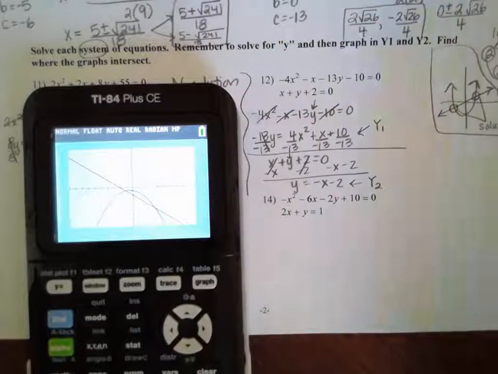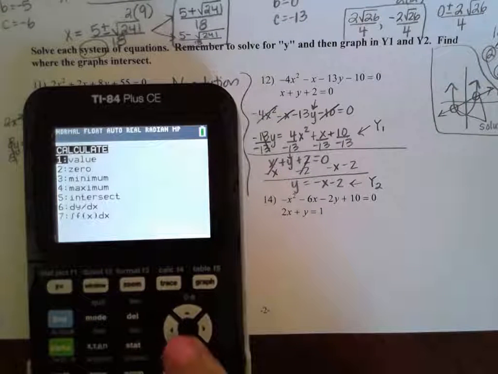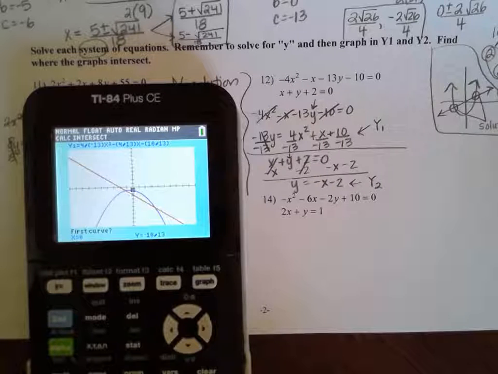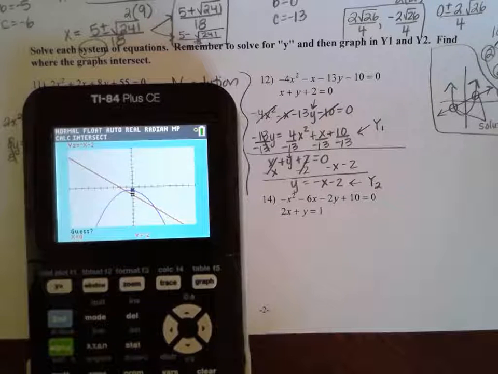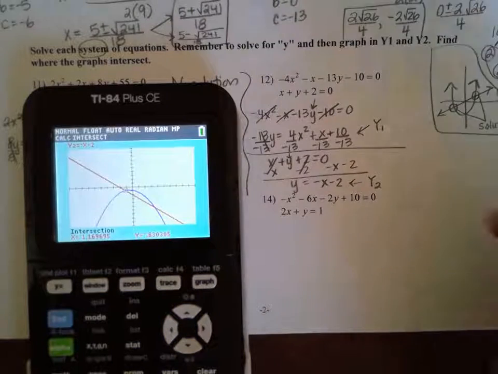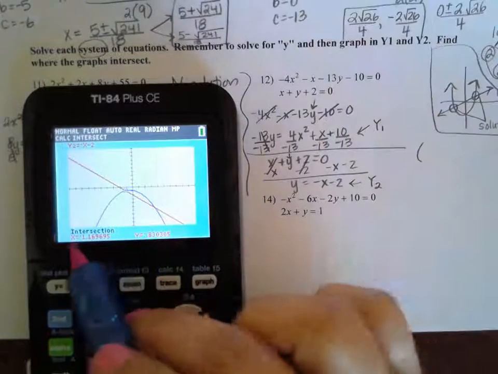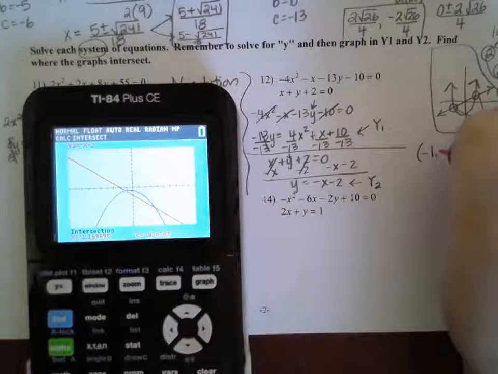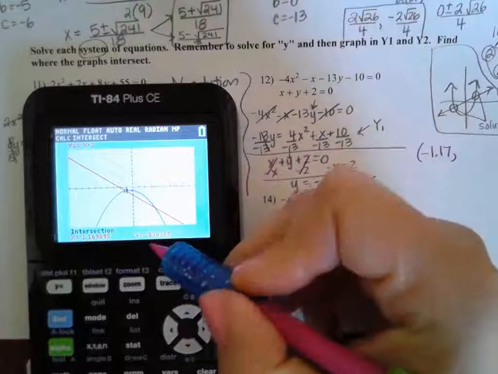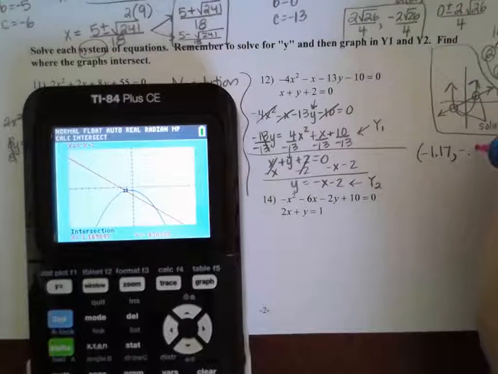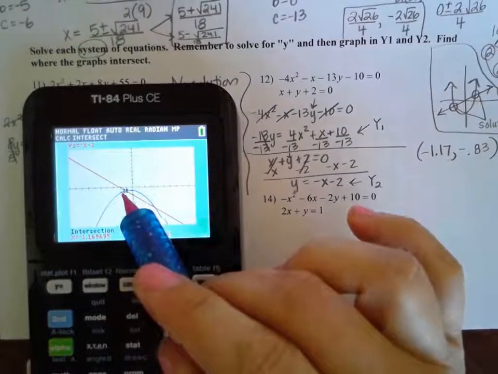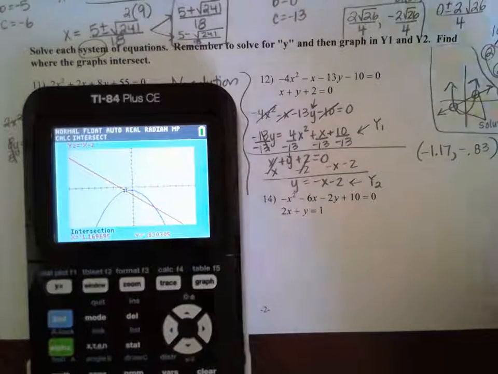Okay, so this is how we do this. Second, trace. Go down to intersect. Okay, hit enter again, another time, one more time. Hit enter. And it gives you the intersection point. So one point is, I take this and put it together and make a point. Negative 1.17, comma, negative 0.83. These are the coordinates of that point right there. That's where those two graphs cross.